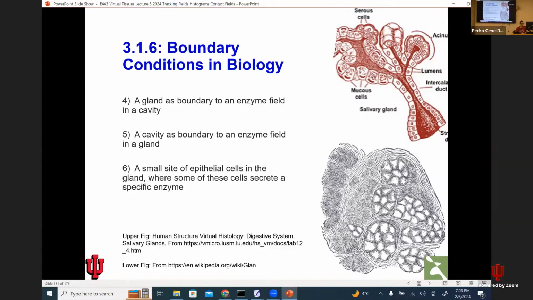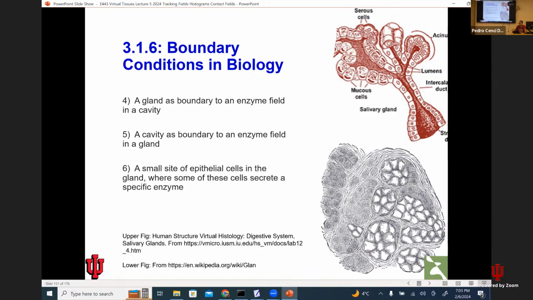So you are modeling a cavity, and the cells in the gland are your boundary. Your field is an enzyme field. The cells produce the enzyme, secrete into the vesicle and into the cavity, and you are modeling the cavity. The lattice is your cavity, and the cells are the boundary. What is the boundary condition here? Do you have a guess? Constant value? Constant positive value.